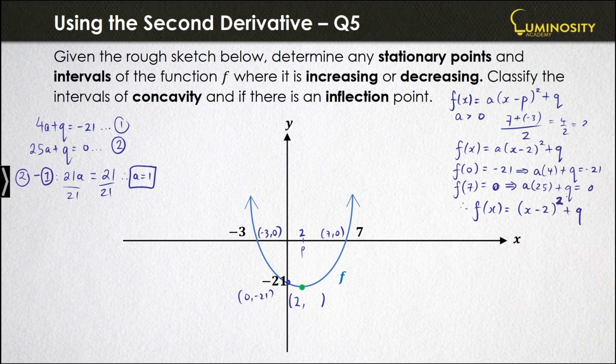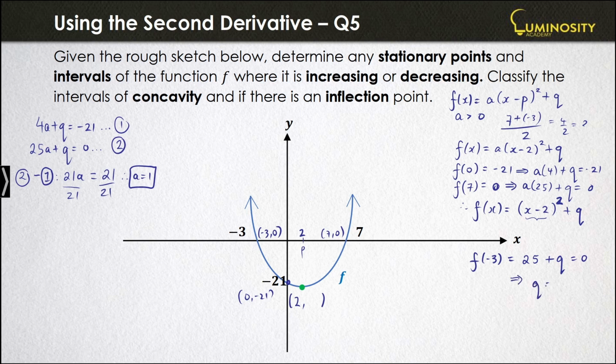Lastly, to find that q value, we can just take any other point. So let's take (-3, 0) if we wanted. So f at negative 3: if I substitute negative 3 here, negative 3 minus 2 is negative 5, all squared is 25, plus q, and that must equal 0, because at negative 3 the y value is 0.